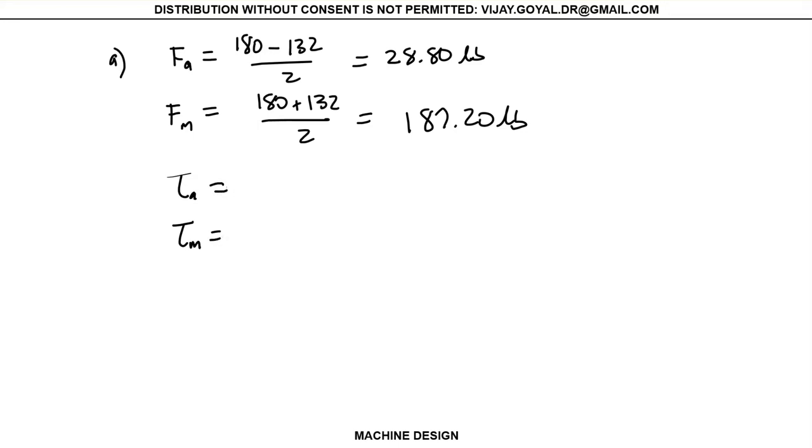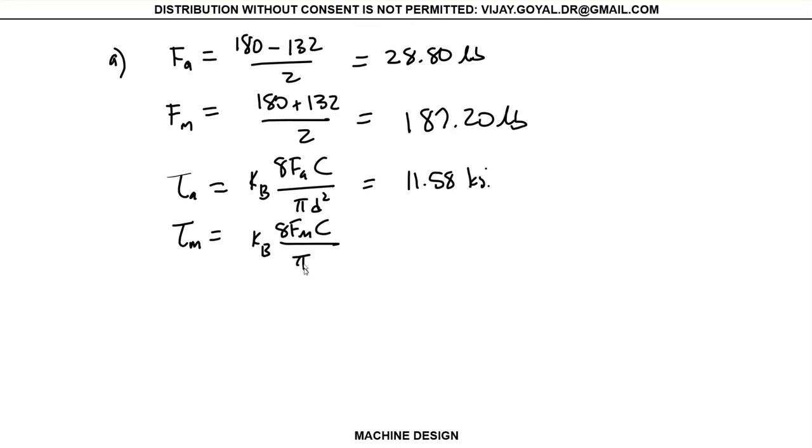Using this for this particular problem, evaluating, I can use this KB. A times FA, C was equal to 8. I have my diameter, so this gives me 58 KSI, KB 8 FMC pi d squared. This gives me 75.29 KSI. And then from here, I can find what my S maximum is.